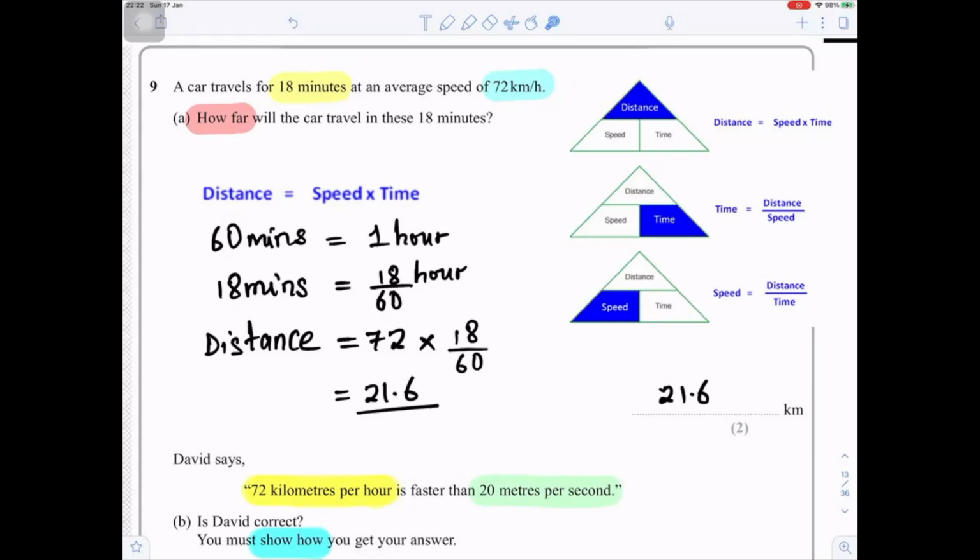So the distance is the speed, which is 72, times the time, which is 18 over 60. And that'll give you 21.6 kilometers.